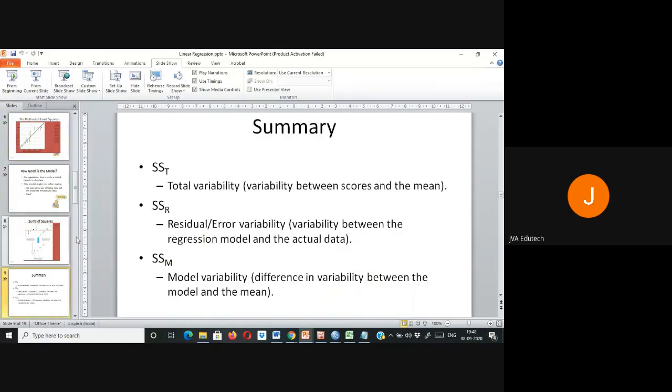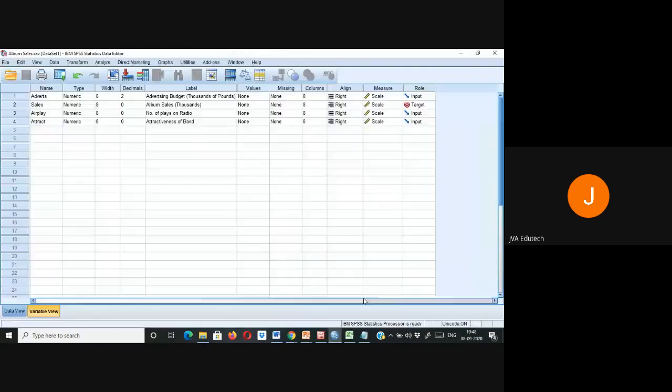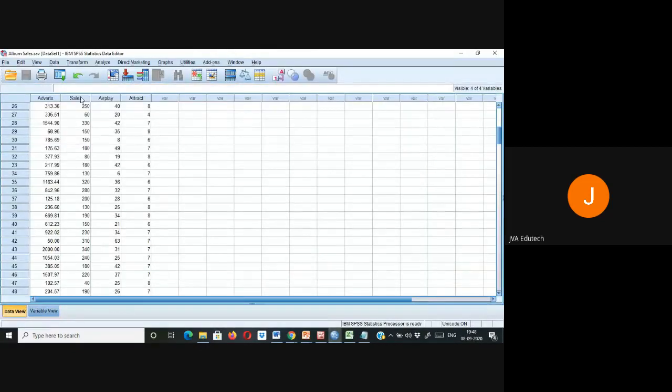So let's go for one regression example using one predictor. Kindly open the data, this Album Sales .sav file.